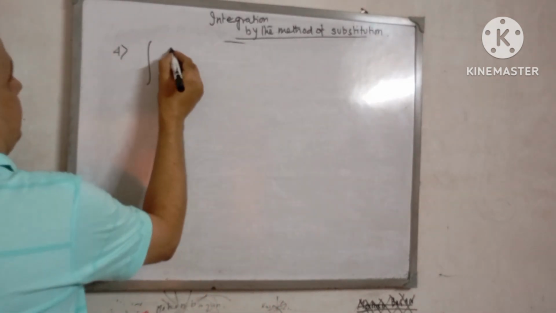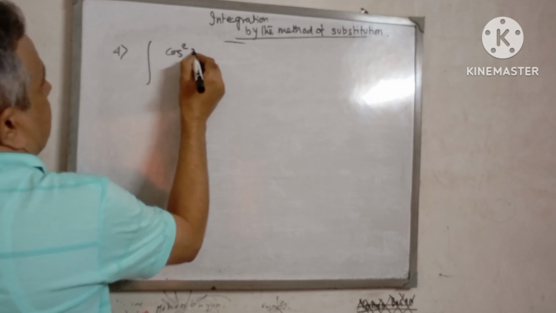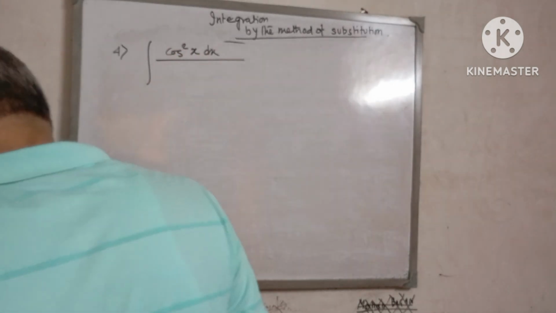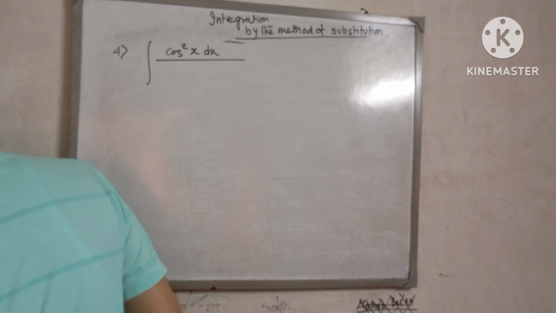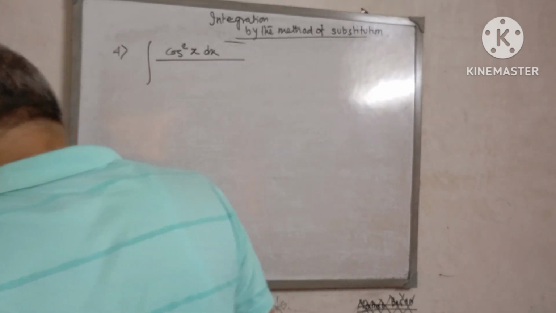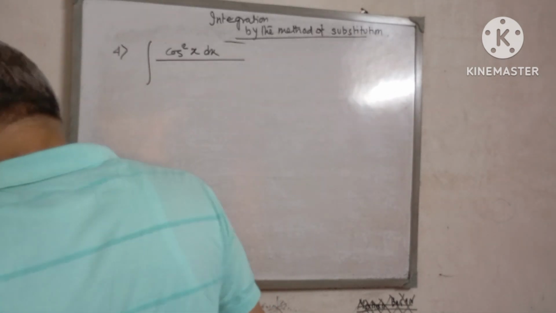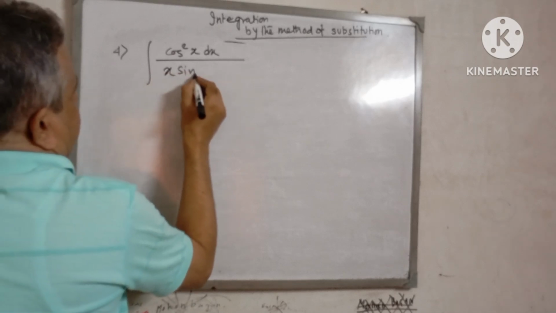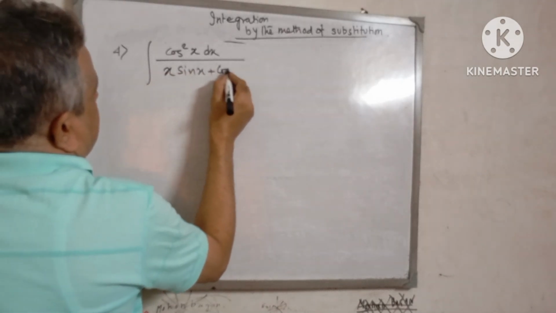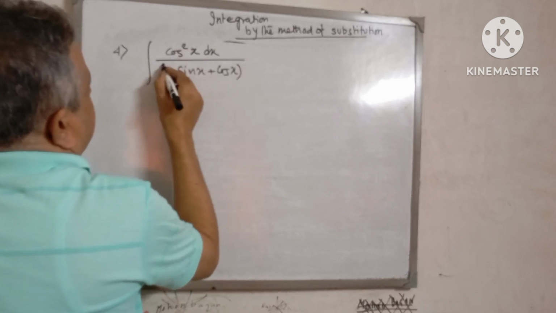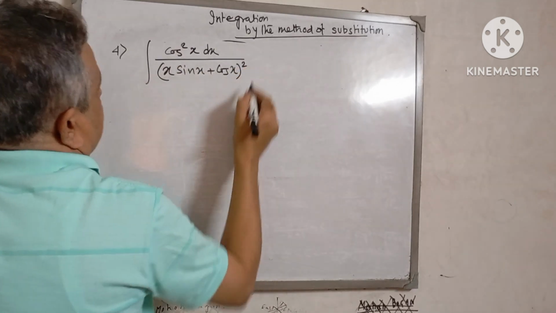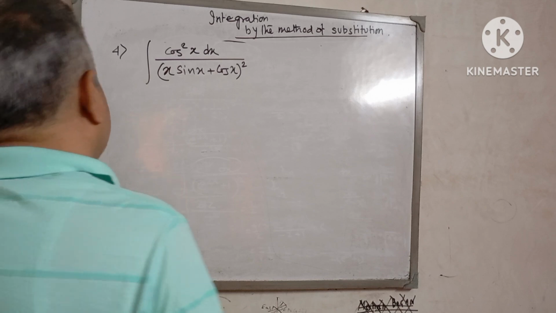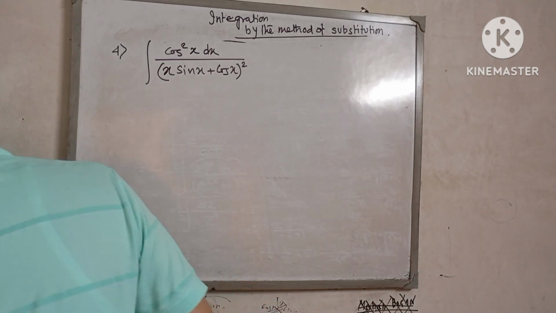The integral of cos square x dx by (x sin x plus cos x) whole square. Okay, (x sin x plus cos x) whole square.